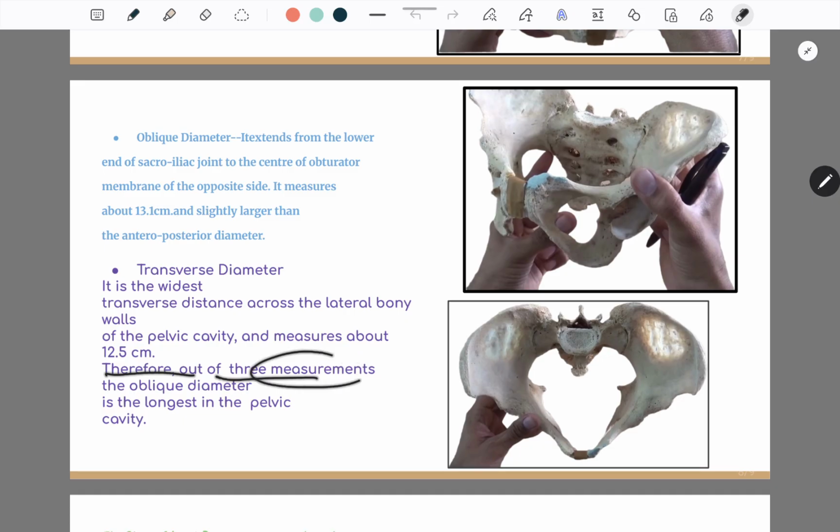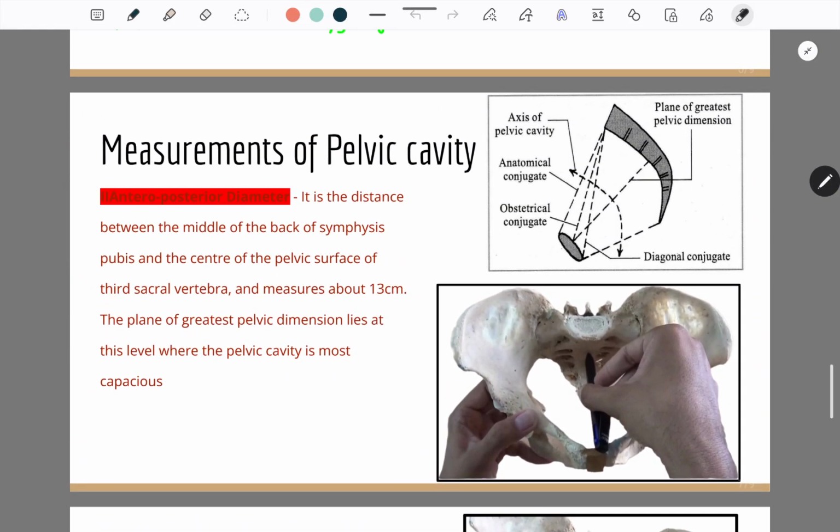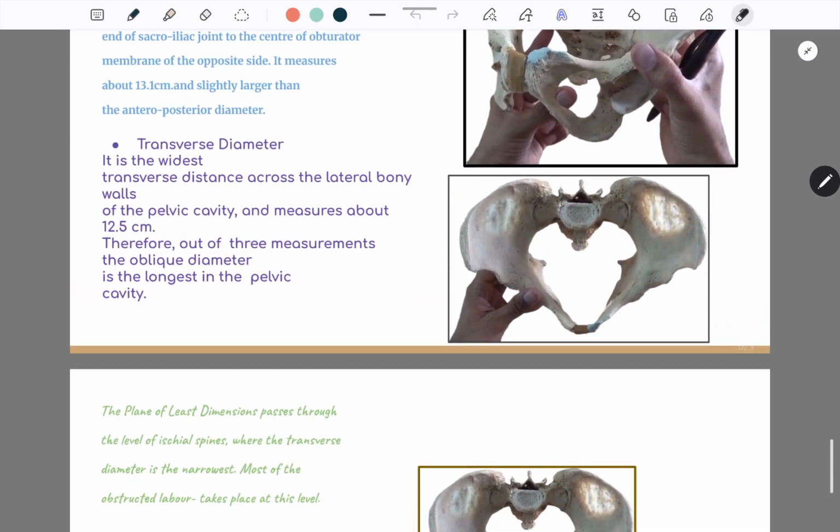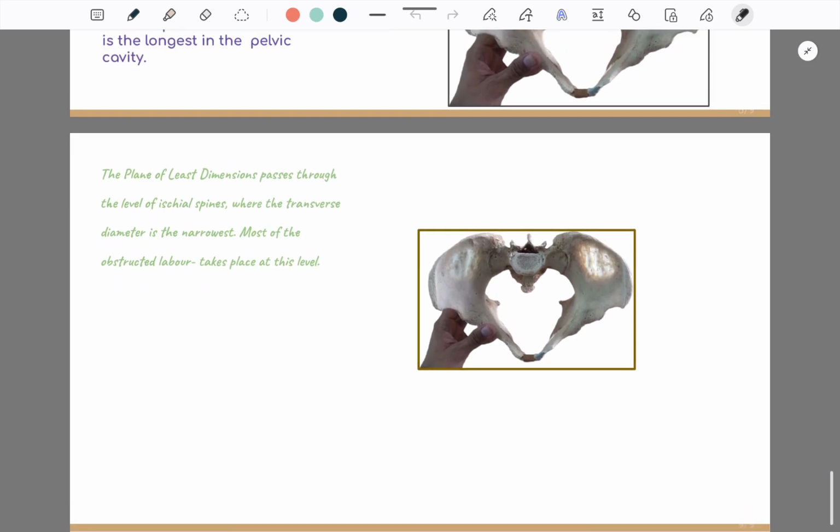Therefore, out of the three measurements, the oblique diameter is longest. This is the longest diameter, that is 13.1 centimeter. This is 12.5 and this is 13. So the oblique is more, longest in the pelvic cavity diameter.